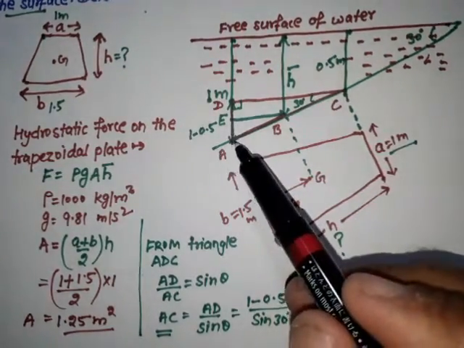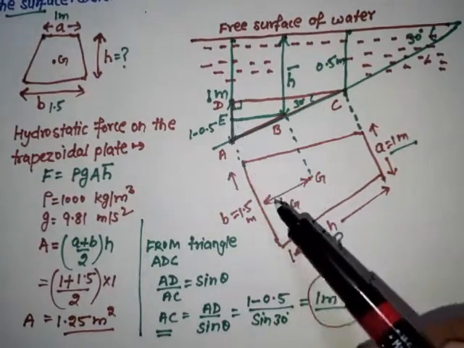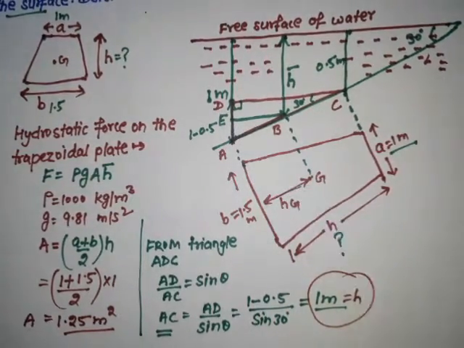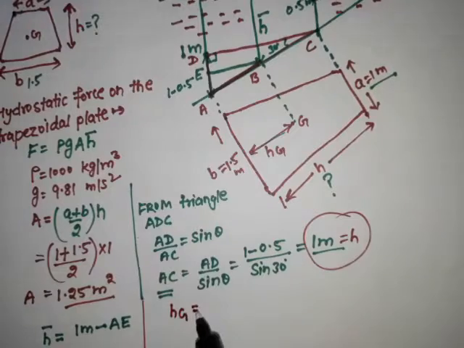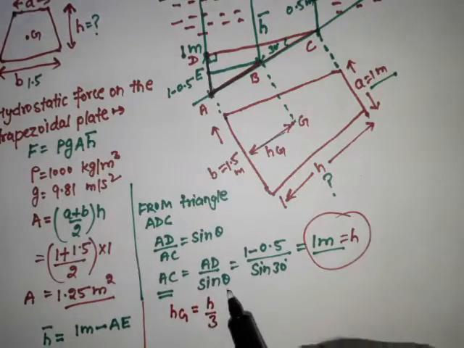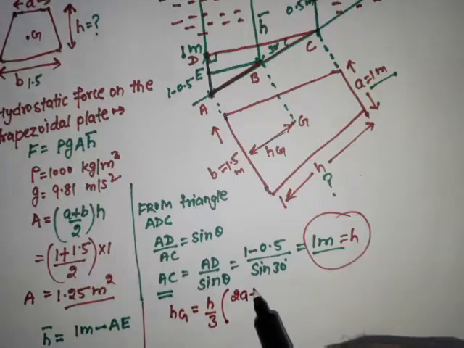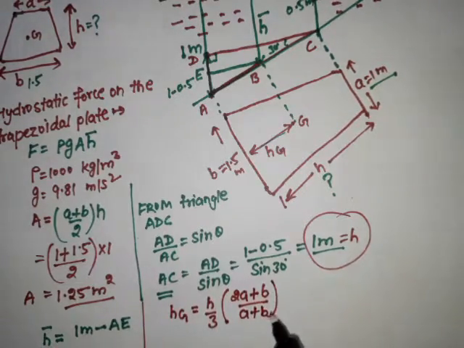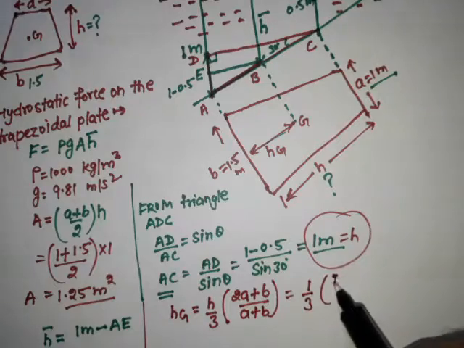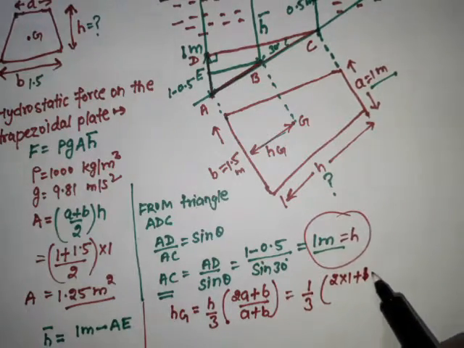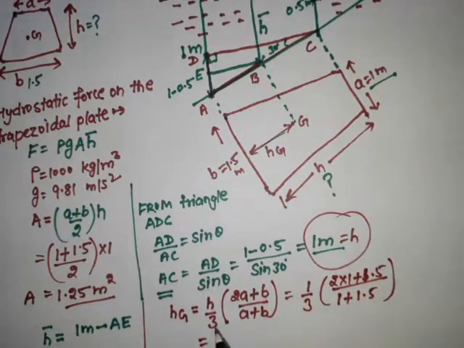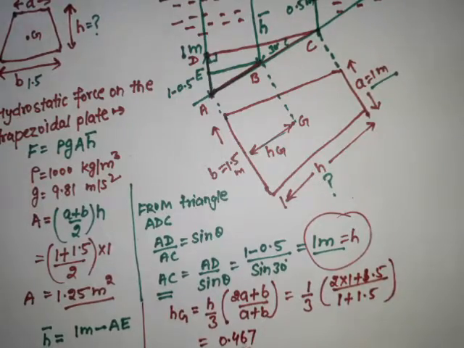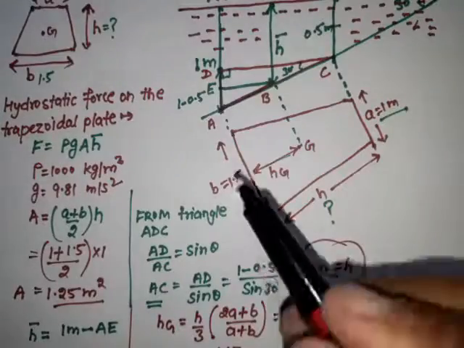So from triangle ABE, for this I need to get the value of HG, and in trapezoidal section, the HG is equal to h by 3, that is 2a plus b upon a plus b. So A is 1 meter, 1 by 3, that is 2 into 1, B is 1.5, divided by 1 plus 1.5, and finally HG is 0.467 meter. So I take the triangle AEB.